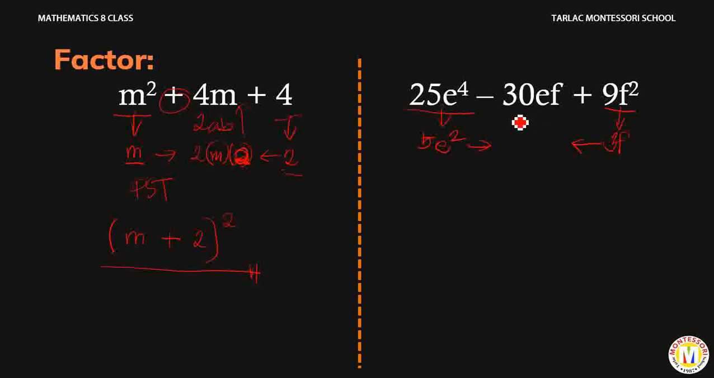Now, we have a minus sign here, so the middle term should comply with our rule 2ab. So let's try if this will comply with 2ab. We're going to multiply 2 to 5e squared and 3f, and then we'll see if this will result to 30ef. We have here 2 times 5e squared, that would be 10e squared, multiplied to 3f, that would be 30e squared f. So is this equal to negative 30ef? Something's missing here. E should have a square root of 2. Therefore, this is not factorable by PST.